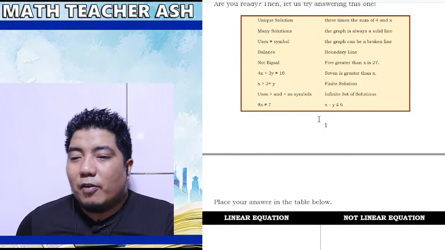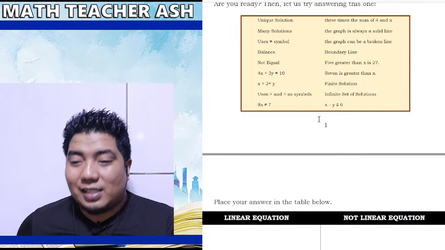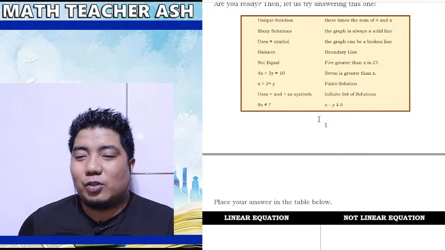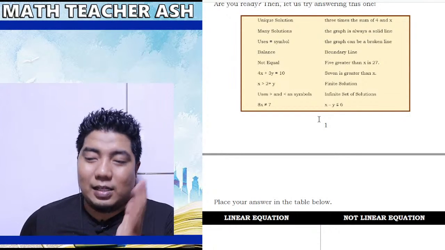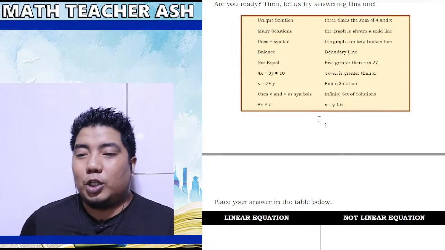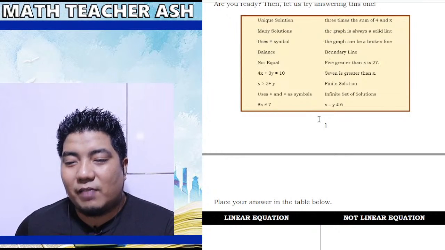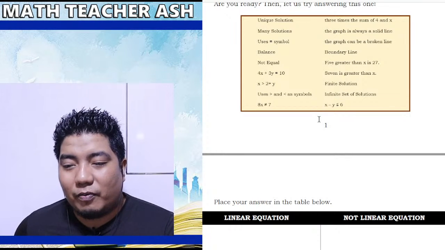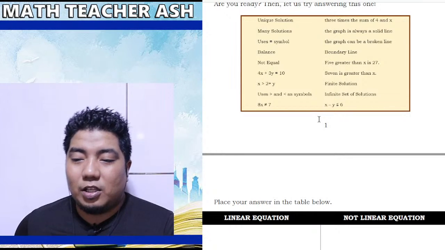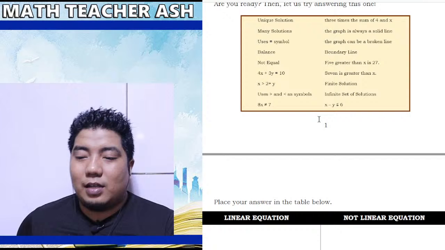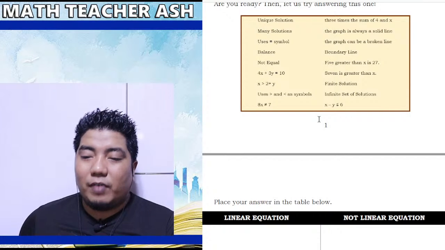5 greater than x is 27. So 5 greater than, dahil sa word na is, that is an equation. 7 is greater than. Ayan, 7 is greater than. So greater than ang focus dito. So that is not a linear equation. Finite solution, that is a linear equation. Infinite set of solution, that is not a linear equation.